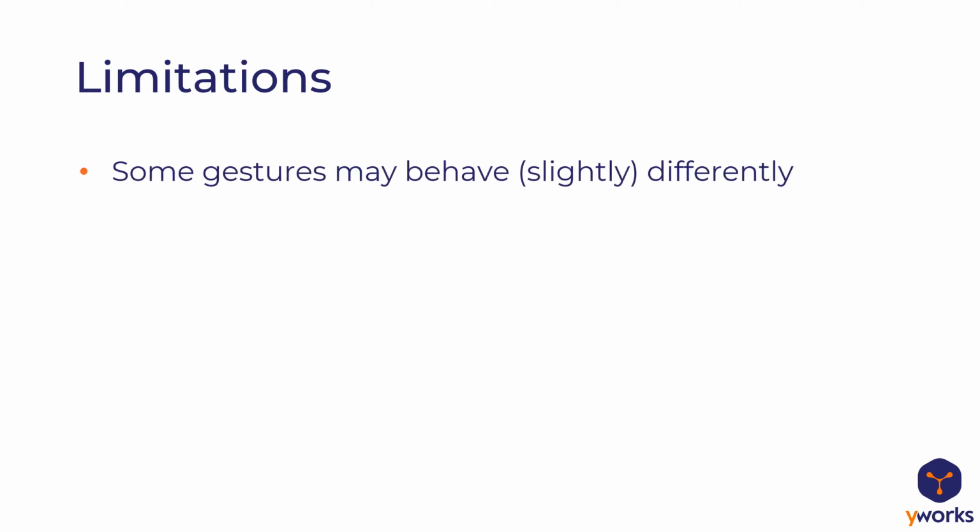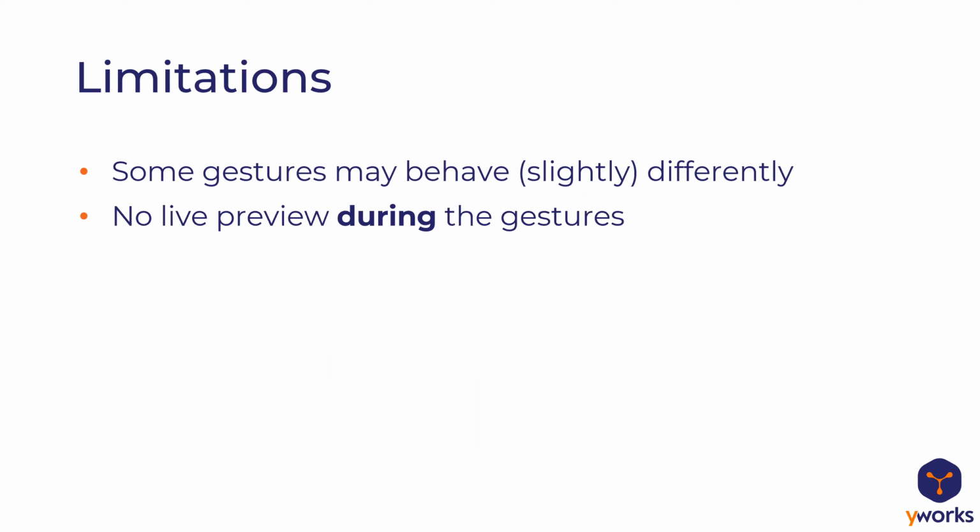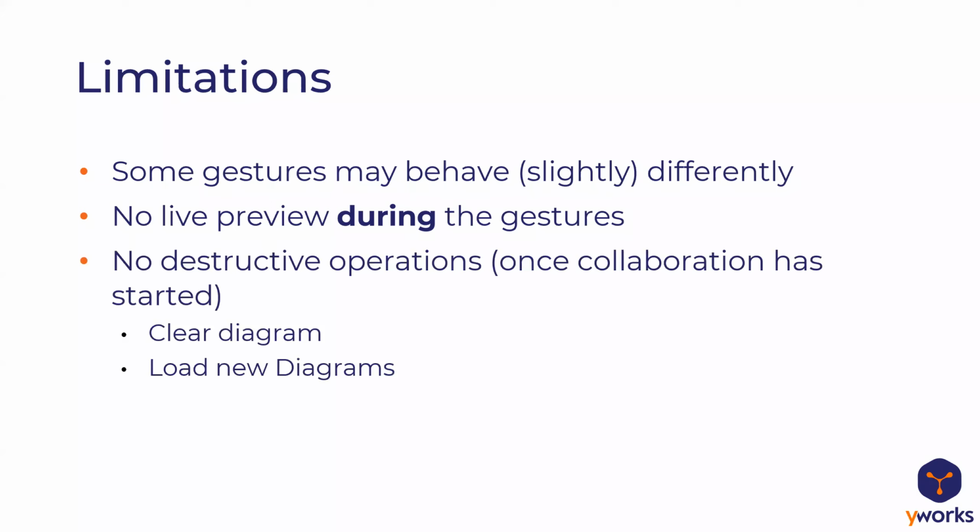So of course there are some small limitations or, maybe I'd rather say, some features work a little bit different. So you have seen that, for example, for the layout, you have to wait until it can be applied. Undo is a little bit different. There's no live preview during the gestures of other people. So you can see, for example, when Thomas was moving the nodes, you couldn't see during the gesture where he was moving the nodes, you can only see the end result. We don't allow destructive operations once the collaboration has actually started. So it's not possible to just clear the diagram or load new diagrams once other users have joined in, because that would be very disturbing for them.